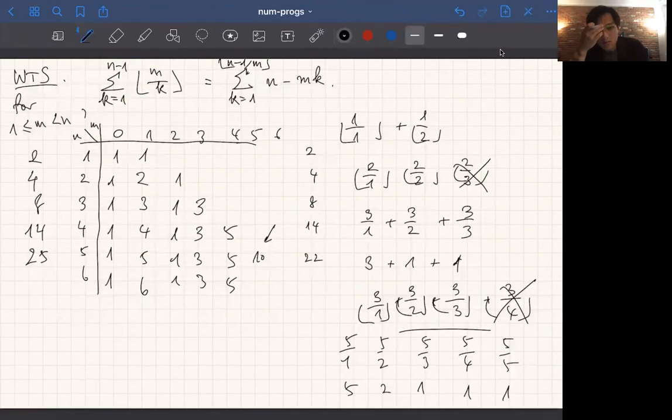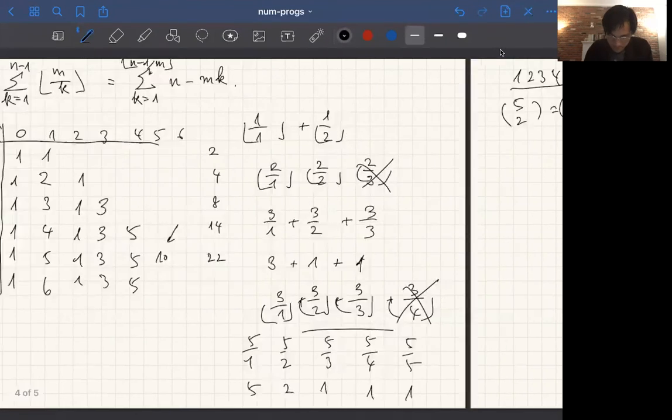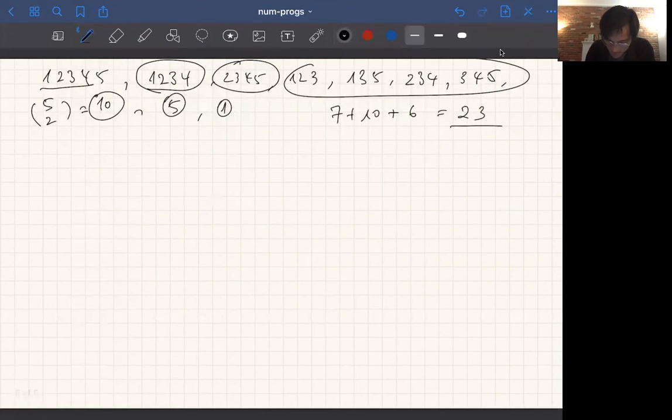Well, I really do think it's 23. We didn't miss any progressions of length 4. There's just no other way you could fit a progression of length 4 in 1 through 5. With length 3, 17, 23, 24. 17, 22, 24. Okay, 23 seems to be correct.